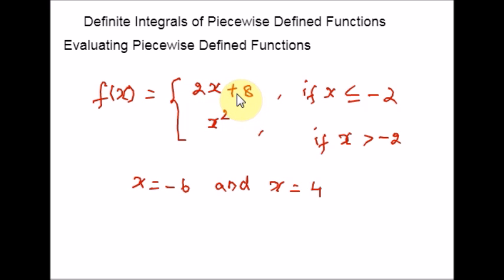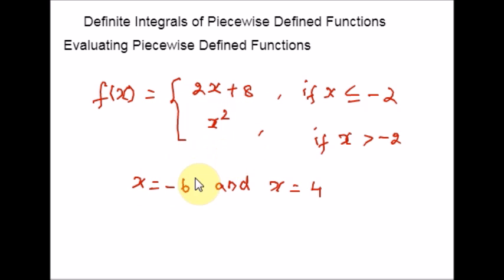So f of x, or y, whatever, is 2 times negative 6 plus 8. This will give you negative 4. We don't even care about x square here. So it's that easy. You can also see that we did this correctly by using the graph. If you are given a graph, it will be very easy for you to do this.